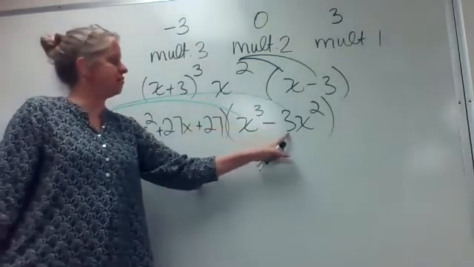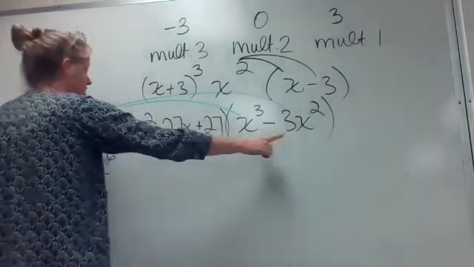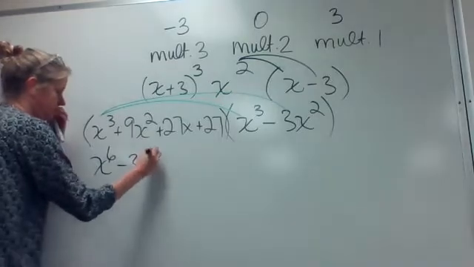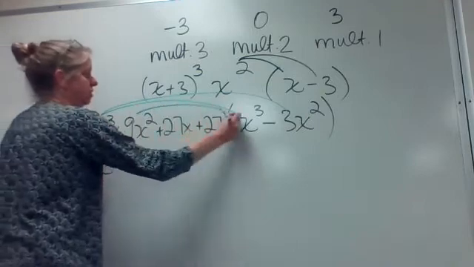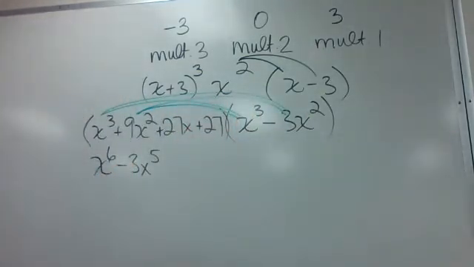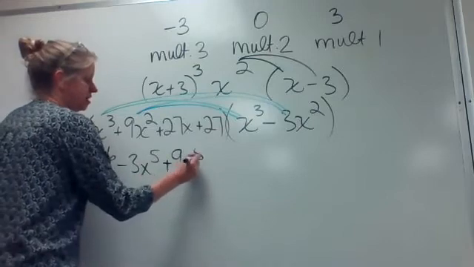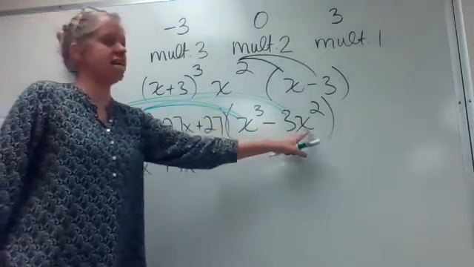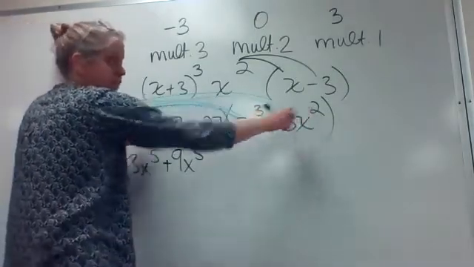X cubed times negative 3x squared. When you're multiplying x's, you add their exponents. So that's going to give me what? Negative 3x to the 5th. All right, so I'm done with the x to the 3rd. Now I'll move to the 9x squared and distribute it to both of those. So 9x squared times x cubed gives me 9x to the 5th. 9x squared times negative 3x squared gives me what? Negative 27x to the 4th.